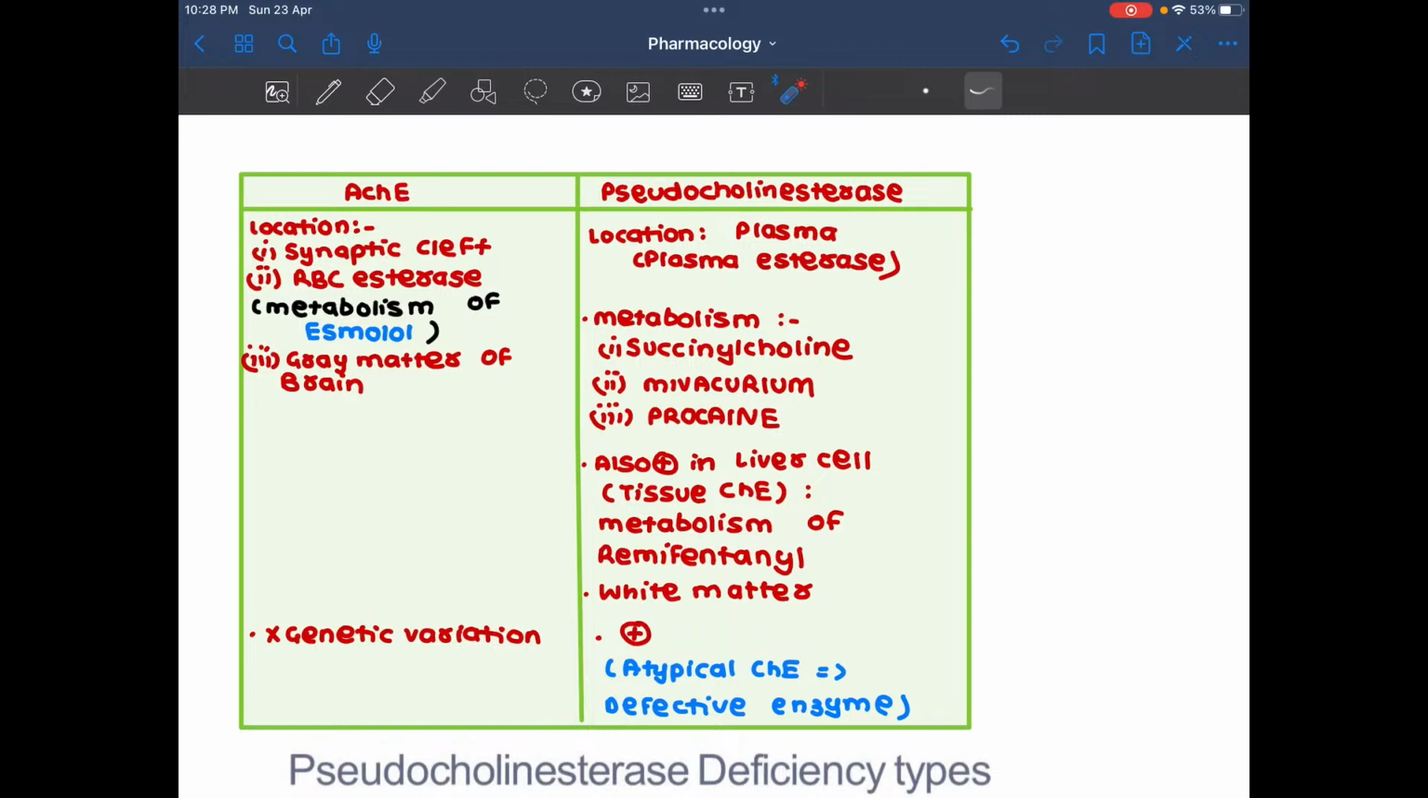Okay, so that is succinylcholine. The second thing that the pseudocholinesterase can hydrolyze is mainly mivacurium. That's again a drug that we use. It's again a skeletal muscle relaxant, and procaine. So these are all cleaved by your pseudocholinesterase.